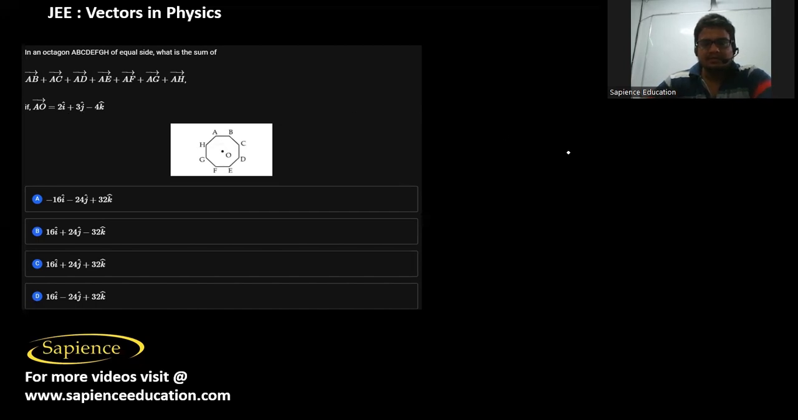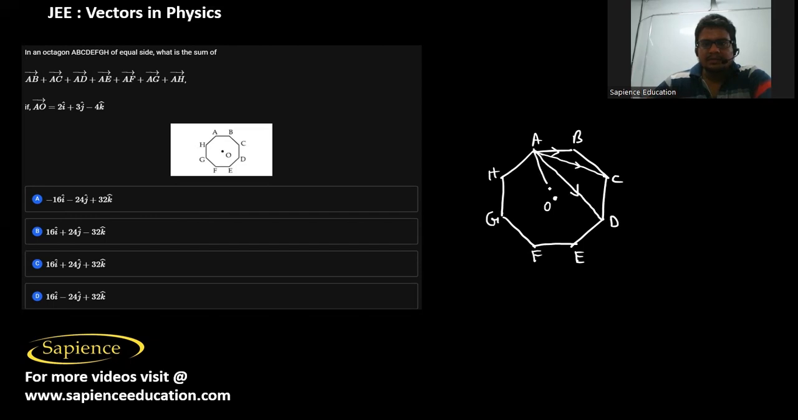Okay. So here we have an octagon having equal side lengths. The side lengths are same. This is the center O, A, B, C, D, E, F, G, H. So AB vector is this, AC vector will be this, AD vector will be this, AE vector will be this, AF vector will be this, AG vector will be this, and AH vector will be this. So it is told that if we add them, then it will be how much? That we have to find out.